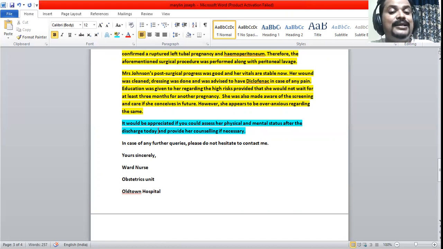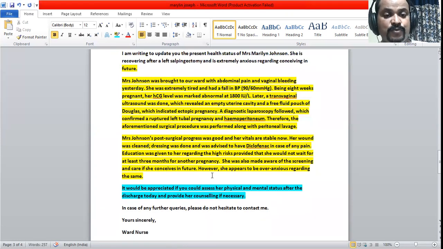The problem is solved. This is the letter which focused on the diagnostic test, the procedure, and the care and education which we have given to the client at the hospital. Whatever happened in the hospital is highlighted in yellow, and what you need to do is highlighted in blue. The purpose is not highlighted there.